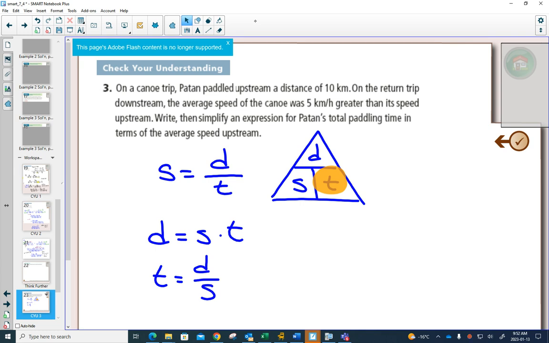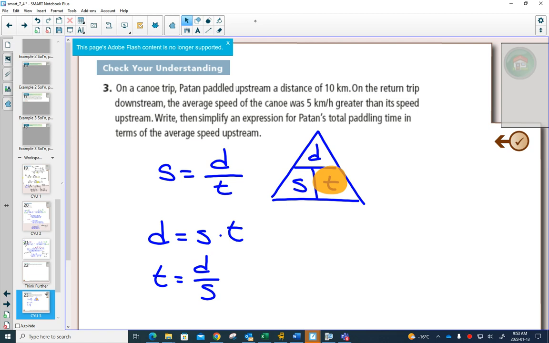Patton paddled upstream a distance of 10 kilometers, and then on the return trip, traveled downstream. The average speed of the canoe was 5 kilometers per hour greater when going downstream than when going upstream. Okay? Write, then simplify an expression for Patton's total paddling time in terms of the average speed upstream.